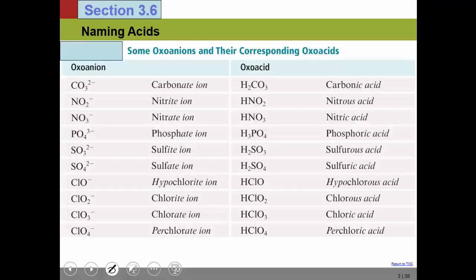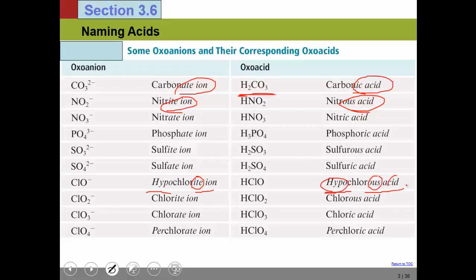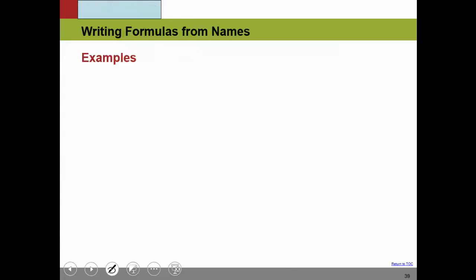So here's just some corresponding ones. The carbonate ion would be making carbonic acid. We had two H's with the CO3. The ite ion would make an ous acid. A hypochlorite ion would make a hypochlorous acid. So we'd still keep the prefix on, but the ite would be changed to ous acid. So those are a little funky.